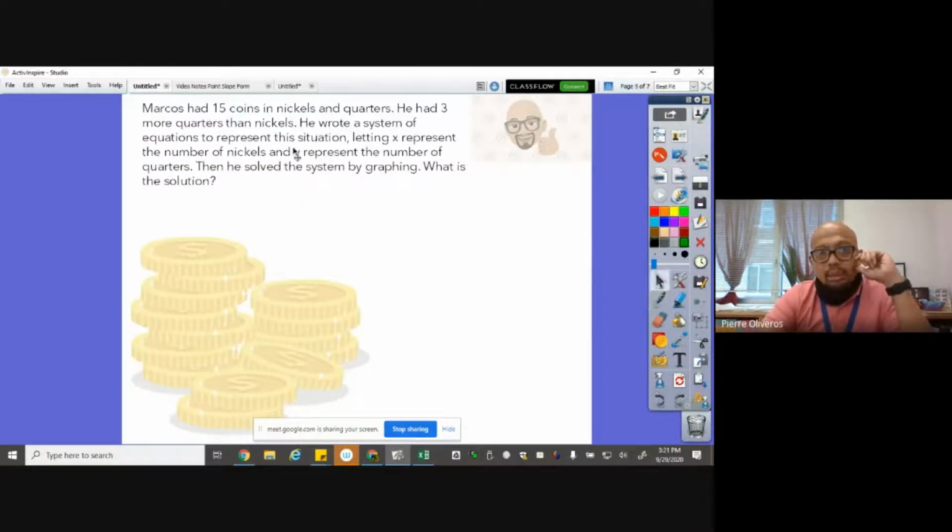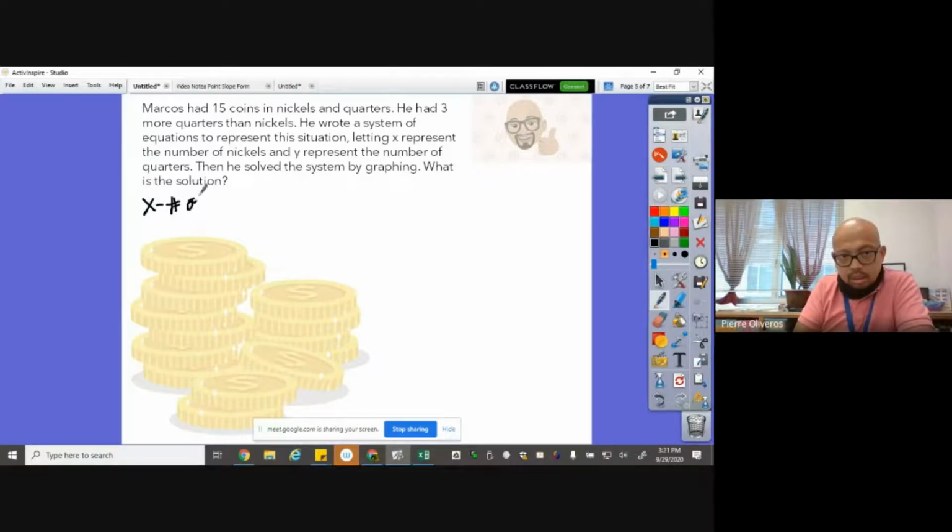All right, let's do this. Marcos had 15 coins in nickels and quarters. He had 3 more quarters than nickels. He wrote a system of equations to represent this situation, letting x represent the number of nickels. So let's write down: x is the number of nickels and y is the number of quarters.